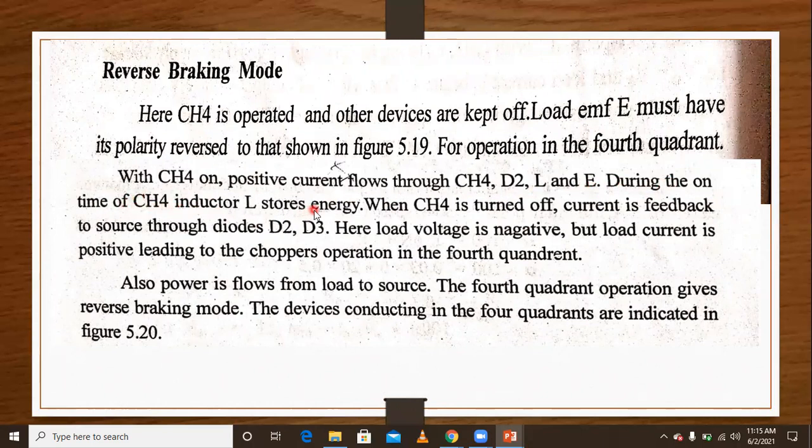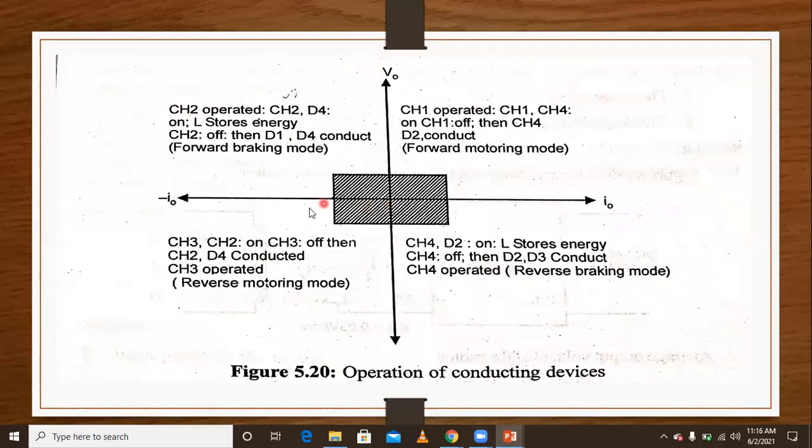During the on state of CH4, the inductor stores energy and it increases. Then when CH4 is turned off, the current is fed back to the supply through diodes D2 and D3. Understood? So it is operating in reverse braking mode. These are the different operating regions of the conducting devices in this 4-quadrant operation.